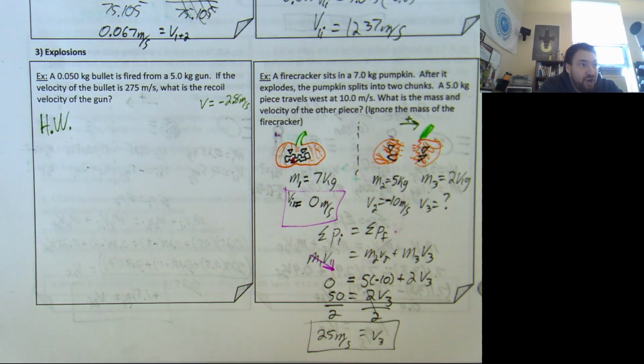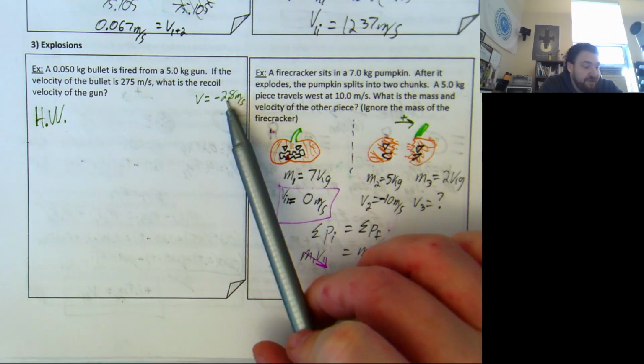For those of you who've never shot a gun, you have a gun that was stationary. Now it's moving back into you at almost 3 meters per second. Shooting a gun is not a painless experience. So I want you to try it, see if you can get this result.